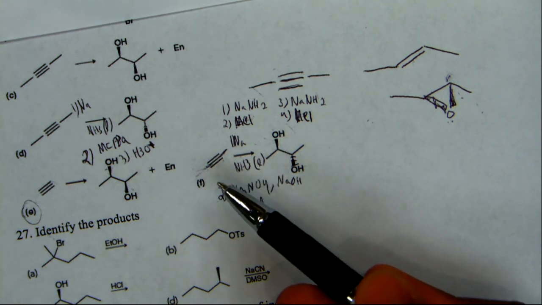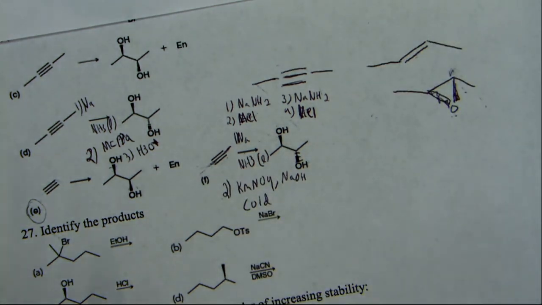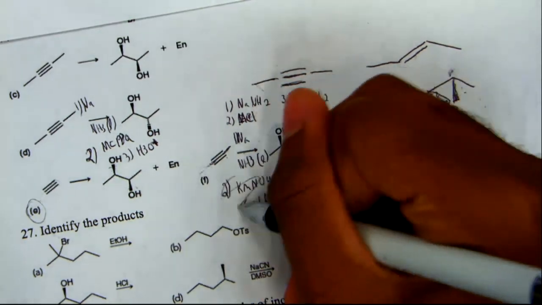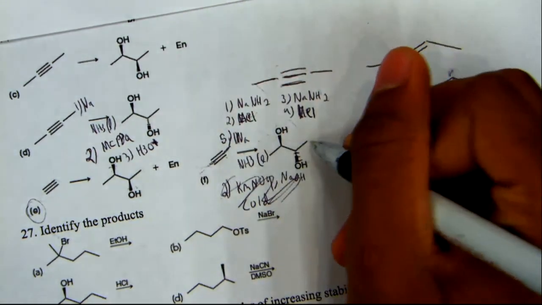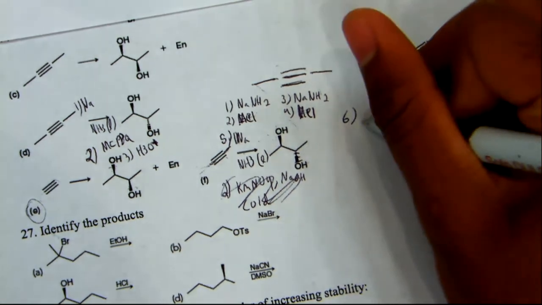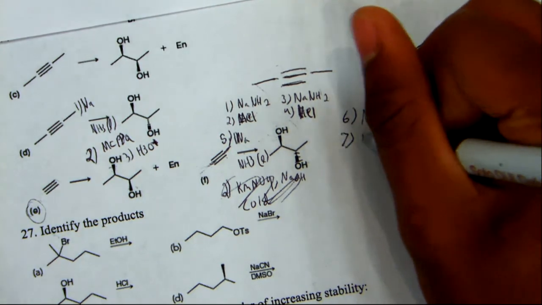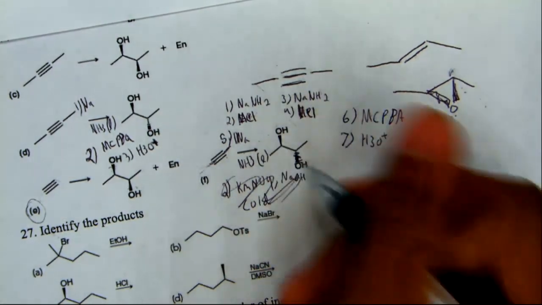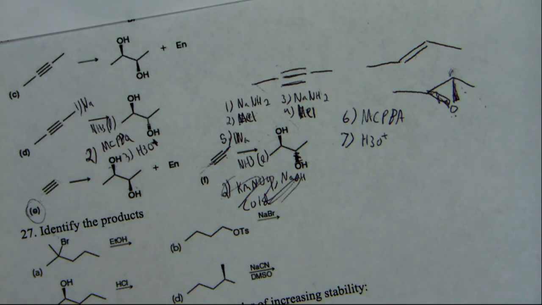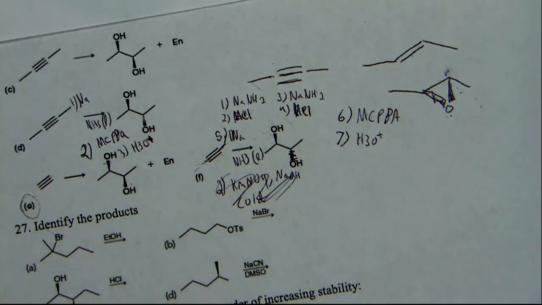KMnO4, NaOH cold would technically be step 6, because we still need to turn it into this trans alkene. Those reagents get rid of one double bond. So the fifth step would be, I'll just scribble this out, the fifth step would be this Na in liquid ammonia. And then your sixth step would be MCPBA. And then your seventh step would be H3O plus. That is how to get this anti-addition on this one. Yes. Well, for this alkyne, your last two steps would have been the syn dihydroxylation, which would have been KMnO4, NaOH cold.